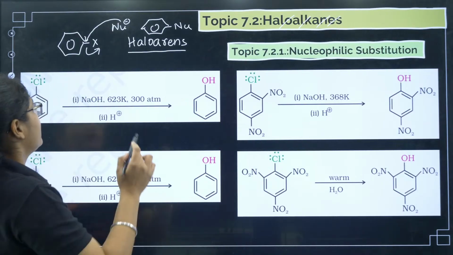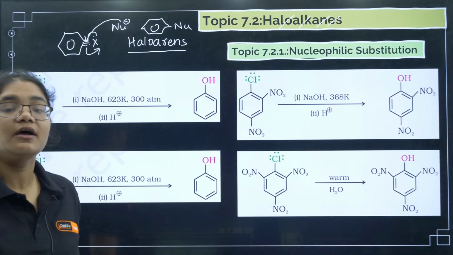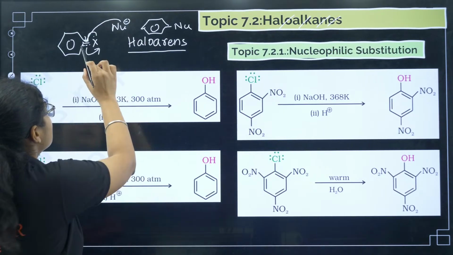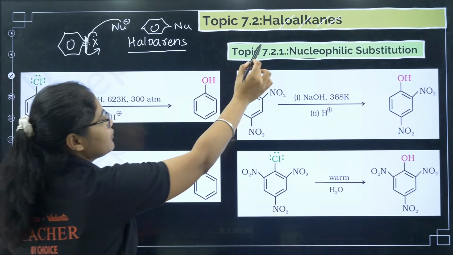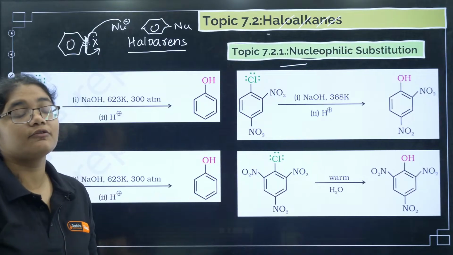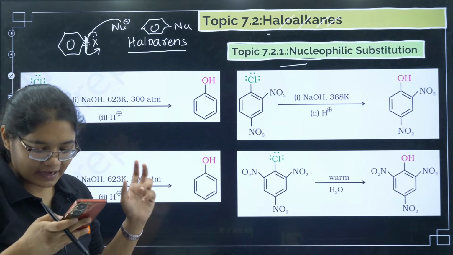But in case of haloarenes, what happens? This bond is very strong because of partial double bond character or because of resonance. Because of that, this bond does not break, so we do not find nucleophilic substitution reactions easily. Nucleophilic substitution reaction can take place at very high temperature and pressure.